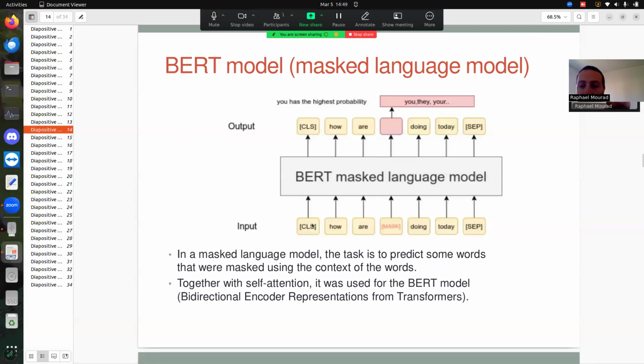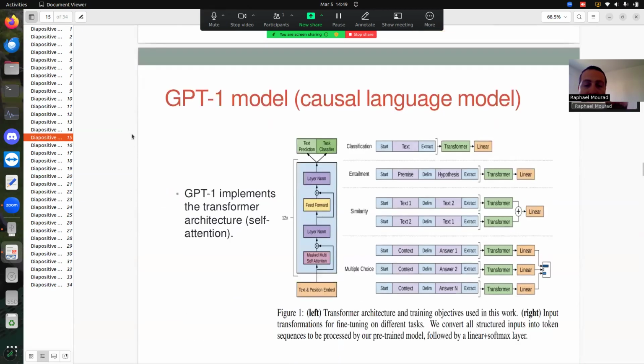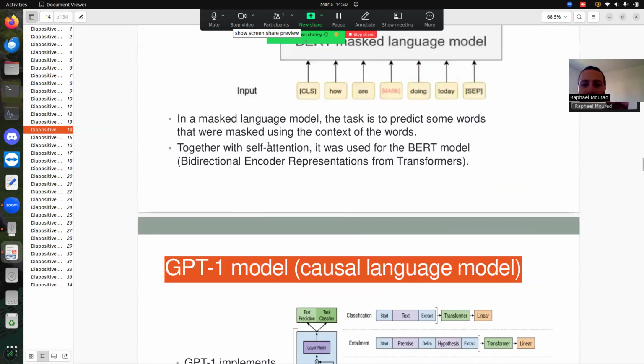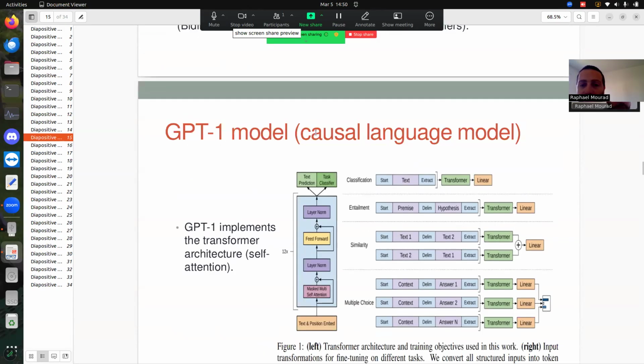So for the input data, for instance, you have this sentence. CLS is the beginning of the sentence: "How are you doing today", then the end of the sentence. Then you mask one word. For instance, it can be "you" or it can be "are", and then we try to predict it. The model will predict it. It will be "you", "they", "your". Most of the time it should give the highest probability for "you". There is also the, so I wrote causal, but it's masked, sorry, it's masked language modeling. And sorry for that. Sorry, it's causal language modeling. What did I say? So here it's masked language modeling, here it's causal language modeling, so there is no mistake.